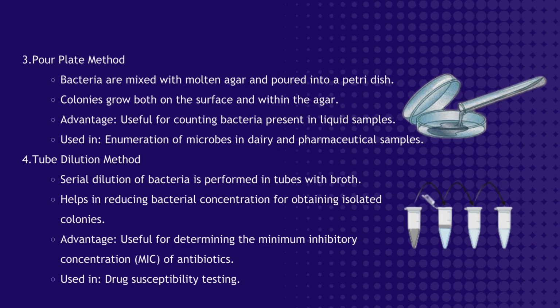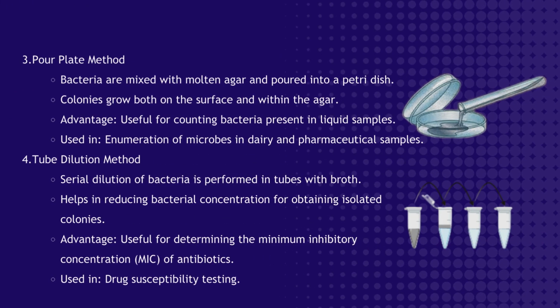Pour plate method: bacteria are mixed with molten agar and poured into a petri dish. Colonies grow both on the surface and within the agar. Advantage: useful for counting bacteria present in liquid samples. Used in enumeration of microbes in dairy and pharmaceutical samples.